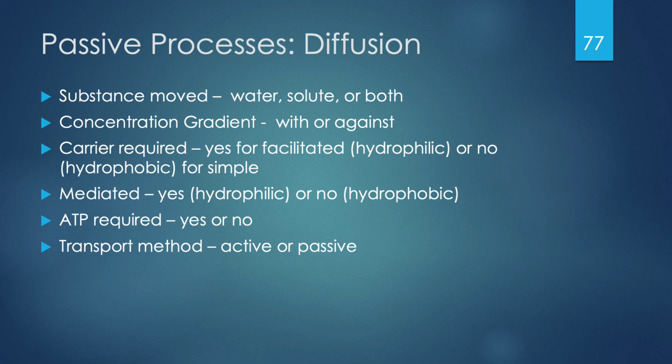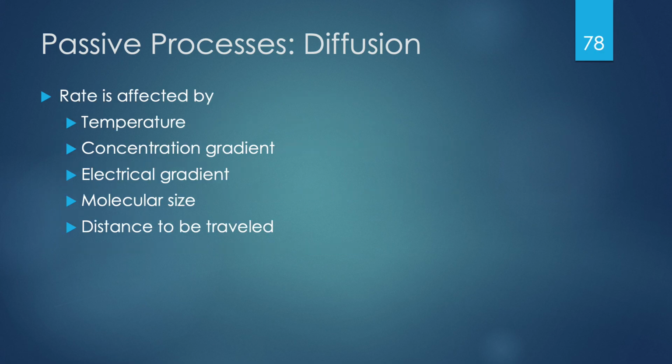And then, second to last, is ATP required? Well, there are no cells here, there's no mitochondria. No, this is just simply sugar dissolving into water, right? So in this case, ATP is not required. And the transport method, is this active or passive? Well, these are actually both passive mechanisms. So whether you're talking about simple diffusion or channel-mediated diffusion, this is still considered a passive process.